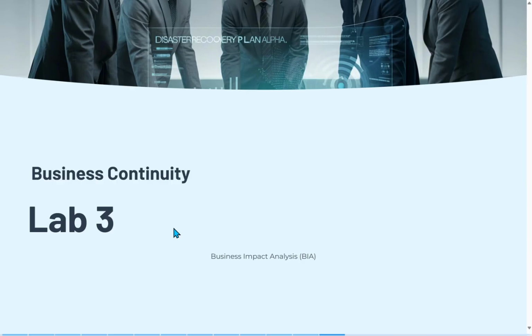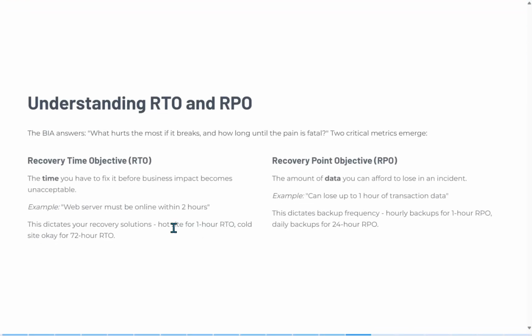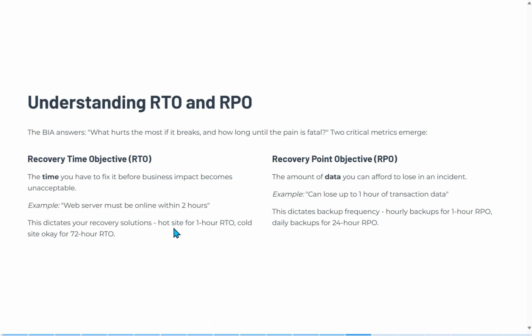So the third lab here is the business impact analysis, which is BIA. This is governance. It is not technical. So that's the reason it's like this.